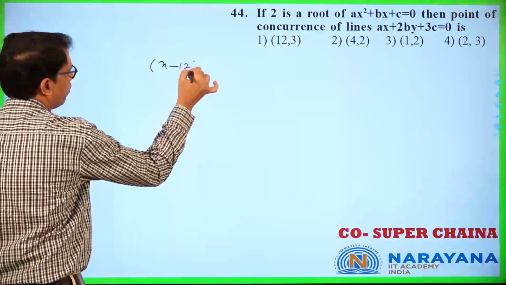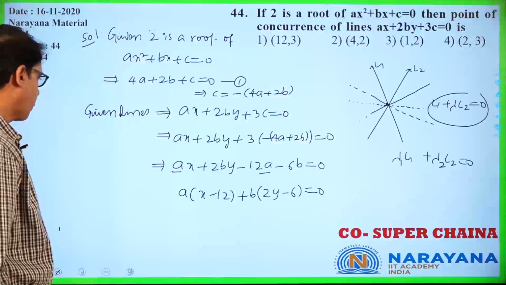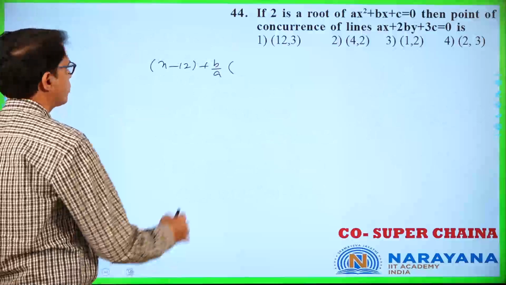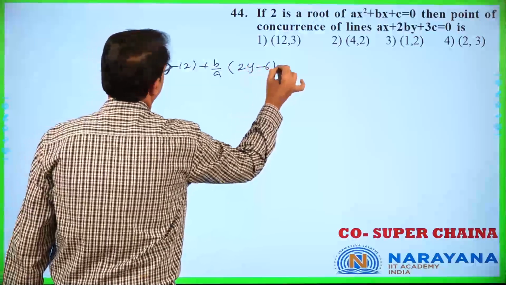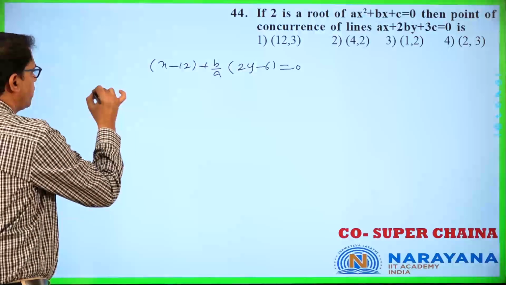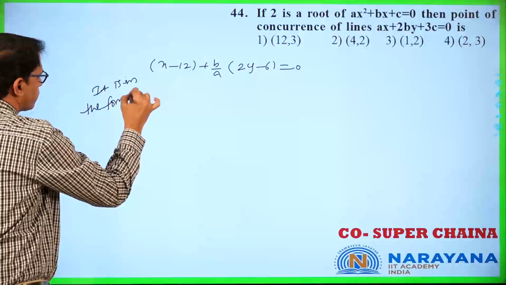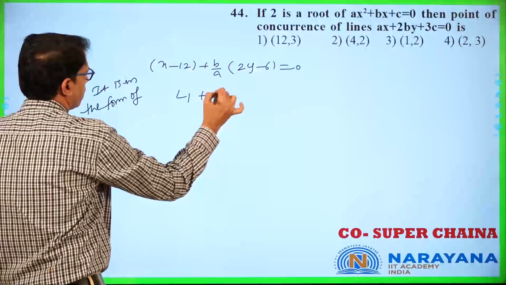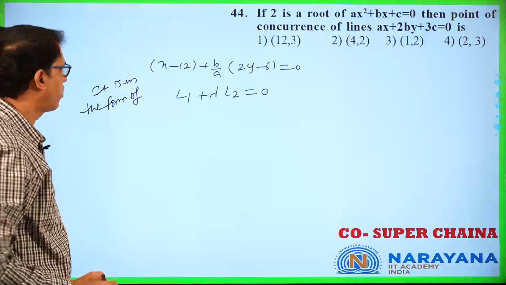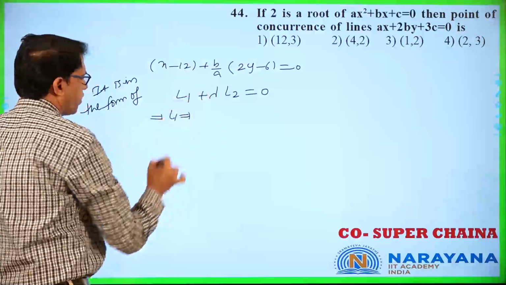So (x minus 12) plus b by a whole into (2y minus 6) equals to 0. Here what I am doing? Dividing by a. Now see, this one is in the form of L1 plus lambda L2 equals to 0. So from this one, L1 equal to this one. L1 implies x minus 12 equal to 0.